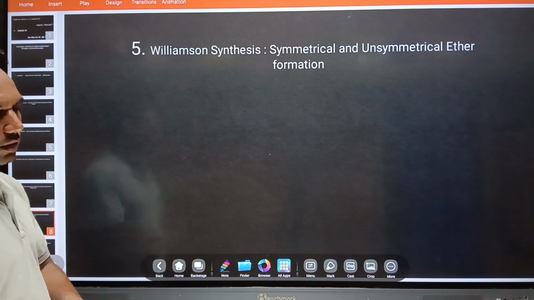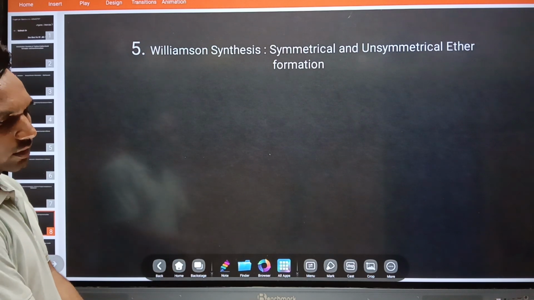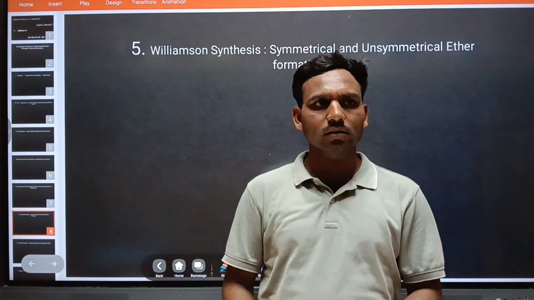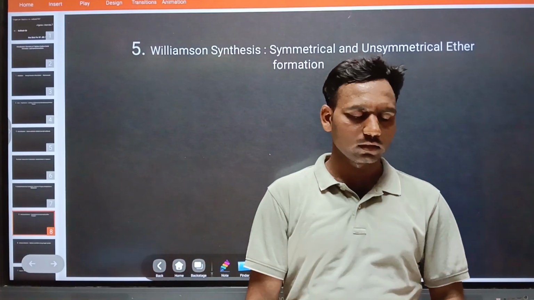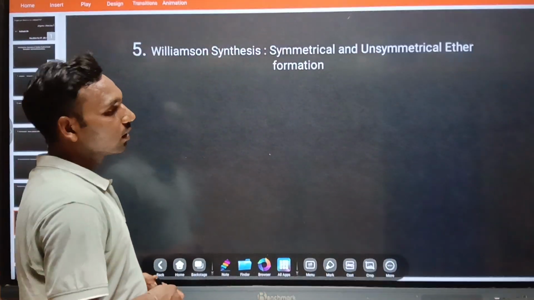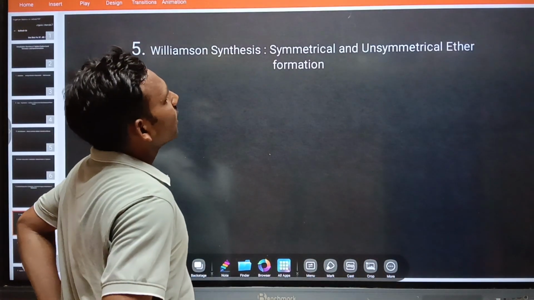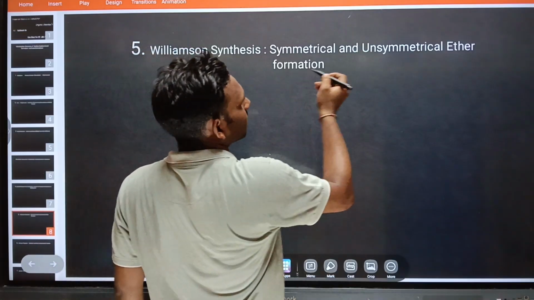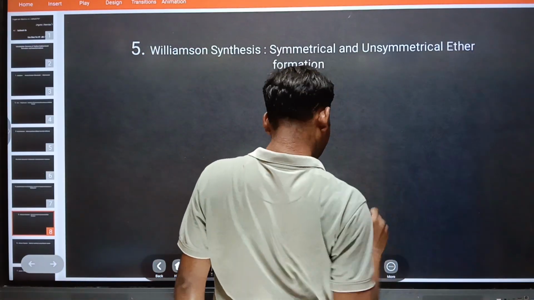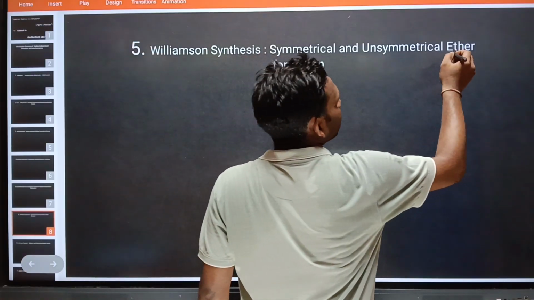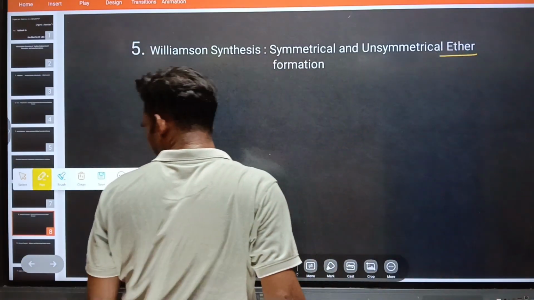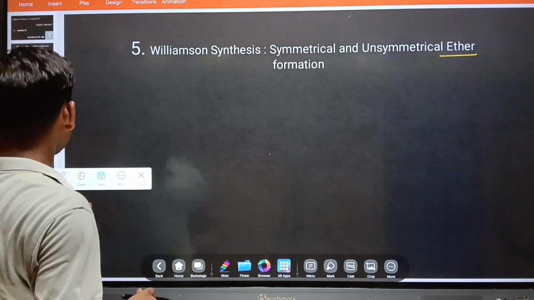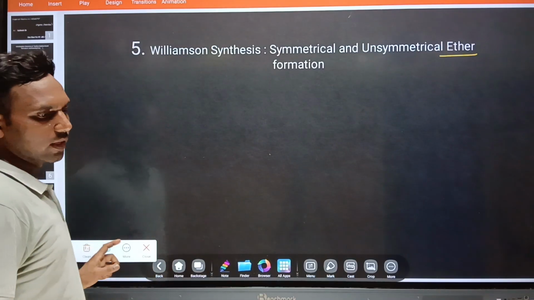Williamson synthesis. The Williamson synthesis is used for the formation of symmetrical and unsymmetrical ethers. What is the use of this chemical reaction? Formation of ether, symmetrical and unsymmetrical. The process of ether formation is very simple.